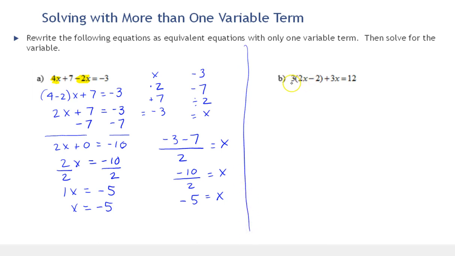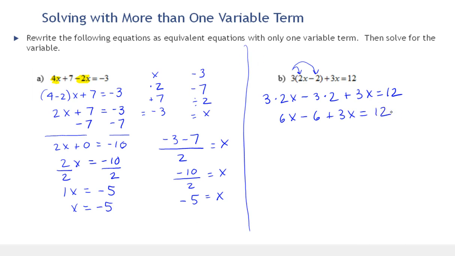Okay. So here, notice there are 2 terms with x in it, and we're going to need to start by distributing. So we're going to multiply here and here. So we have 3 times 2x minus 3 times 2 plus 3x equals 12. Notice I'm writing down the whole equation. Don't skip anything and save it for later. If you want to do this multiplication on the side, that's fine, but here you're going to write the whole equation. Now let's multiply. 3 times 2 is 6, so this is 6x minus 6 plus 3x equals 12.